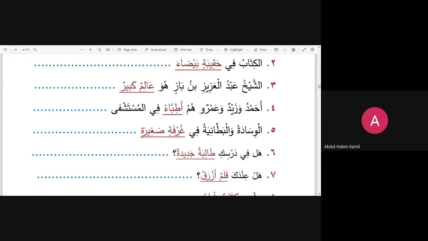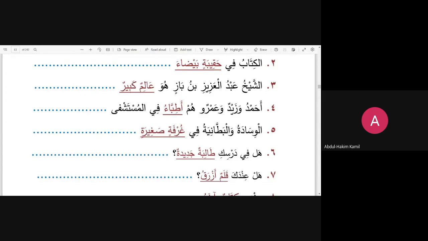You don't have to say في الحقيبة البيضاء. You don't have to say it that way. But in this exercise, you have to make it معرفة. So you can say الكتاب في حقيبة محمد البيضاء, Muhammad's white bag. Brothers and sisters online, are you all with me?